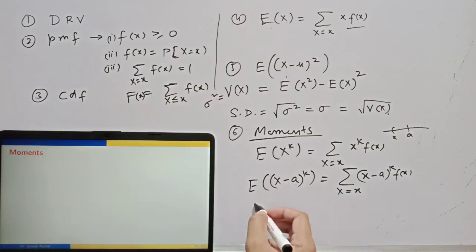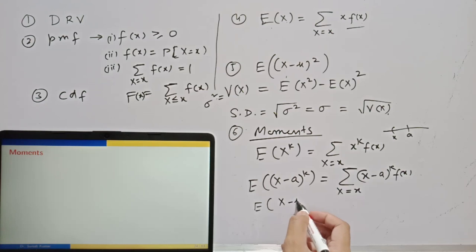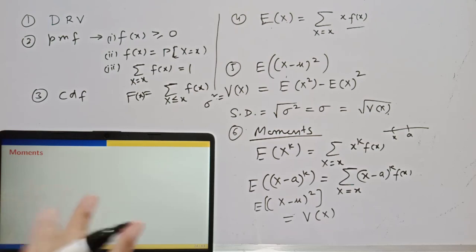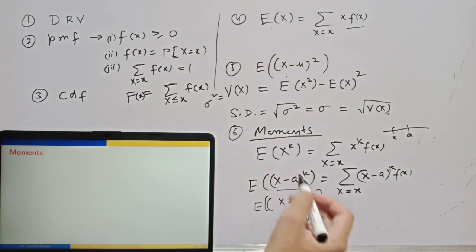In fact, if I choose a equal to mu, the mean value of x, and I choose k equal to 2, what is it? It's the variance of x, isn't it? Recall the definition of variance. So variance is nothing but the second moment of x about the mean. So moments also give you a measurement of deviation, but in different powers. These moments are very useful when you study statistics further. You will not be using them much, but you will use them in discrete distributions in some calculations. So moments are defined in general.